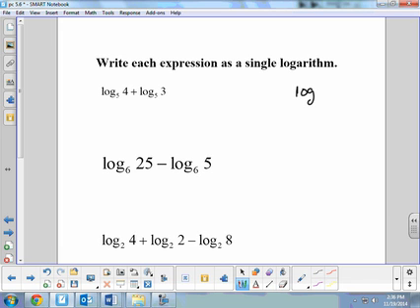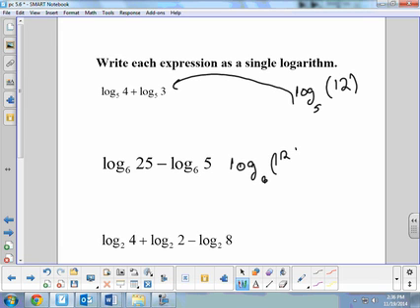Log base 5, and then I'm going to take 4 times 3 and get 12. So that's the answer there. On the middle one, I'm separated by a minus sign. As soon as I see that minus sign, I'm going to start thinking about division. So that is log base 6 of 25 over 5.